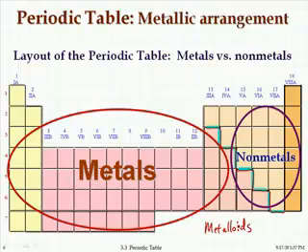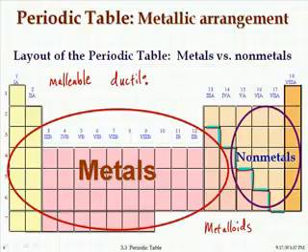They are shiny in appearance, have a luster. They are malleable, for the most part. That means that if you pound them with a hammer, they will flatten out into a flat sheet. They are also ductile, which means they can be drawn into a thin wire.